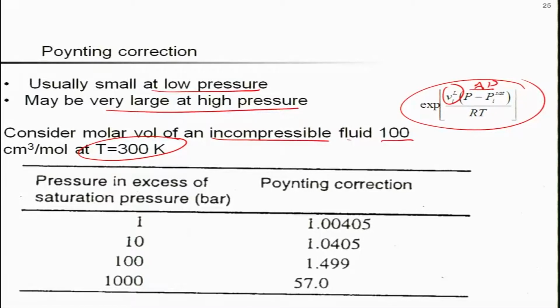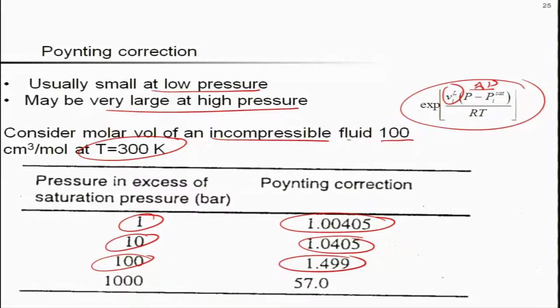So if we consider delta P, the pressure in excess of saturation pressure, as 1, the Poynting correction is only this, which is close to 1. But if you consider 10, it increases, but not to that extent; it is negligible. But one more increase by an order increases this Poynting correction significantly, and a further increase by another order, the Poynting correction is dramatically much higher. Okay, so thus it can be very large at high pressure. This is something which we must understand.